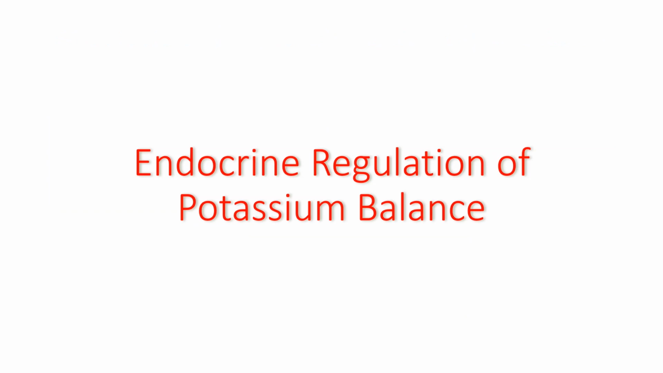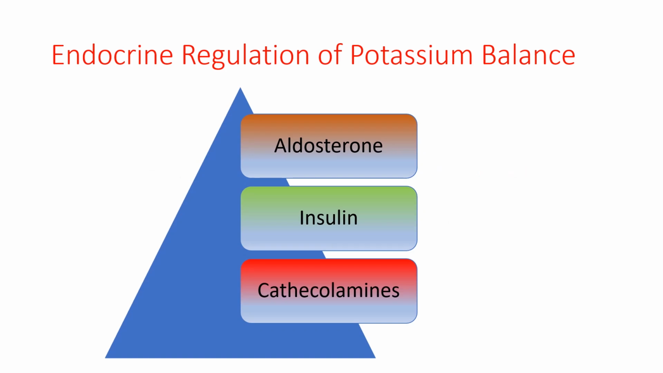In the next few minutes, I'll be discussing the endocrine regulation of potassium balance, essentially describing the major hormones that are involved in the maintenance of potassium homeostasis. This slide is showing the three major hormones that are involved in potassium regulation. And the first one is aldosterone, which we had especially talked about.